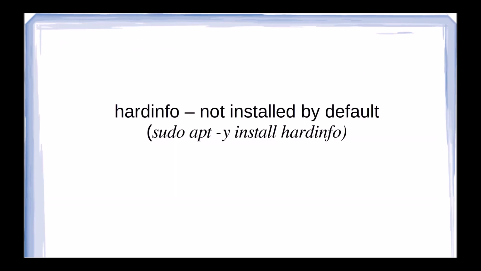Okay, this is going to be a shorter presentation because I didn't want to drown you in details, but you know, there's more than one way to do something. There is a program called hardinfo, which is not installed by default. And you can see the command there to install it. It's pretty easy. sudo apt -y install hardinfo, poof, done.